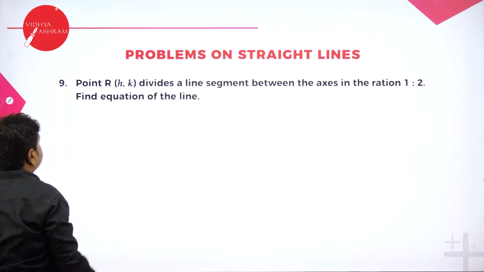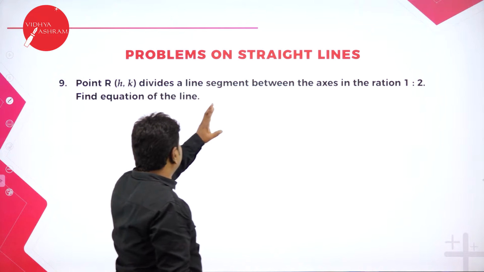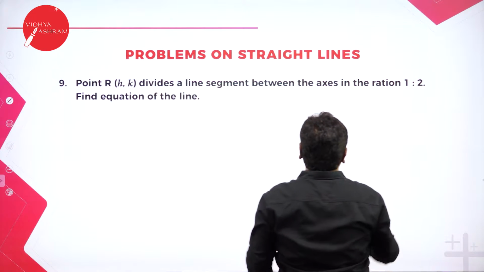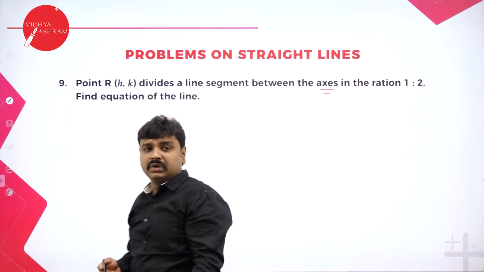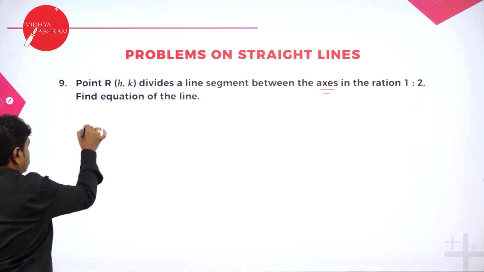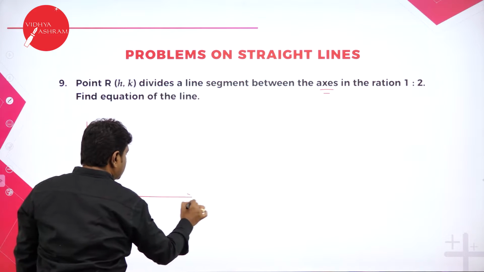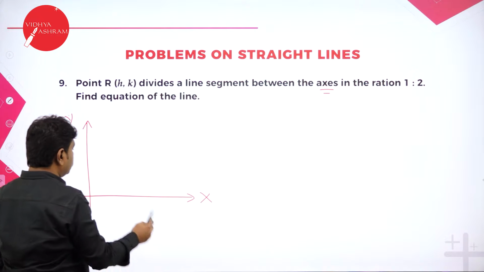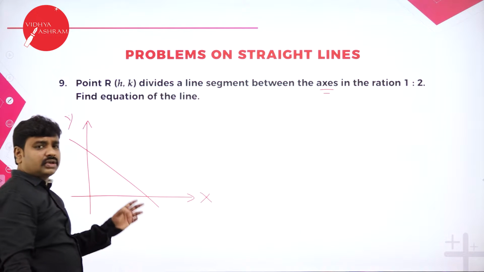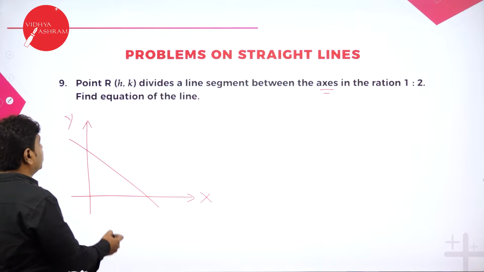Then we have the question: a line divides, h comma k divides a line segment between the axes in the ratio 1:2. Find the equation of the line. Please understand, between the axes means what? Between the x-axis and y-axis. It's not necessary that it should always be positive and negative; first quadrant, any coordinate axis. The line is cutting the coordinate axes.